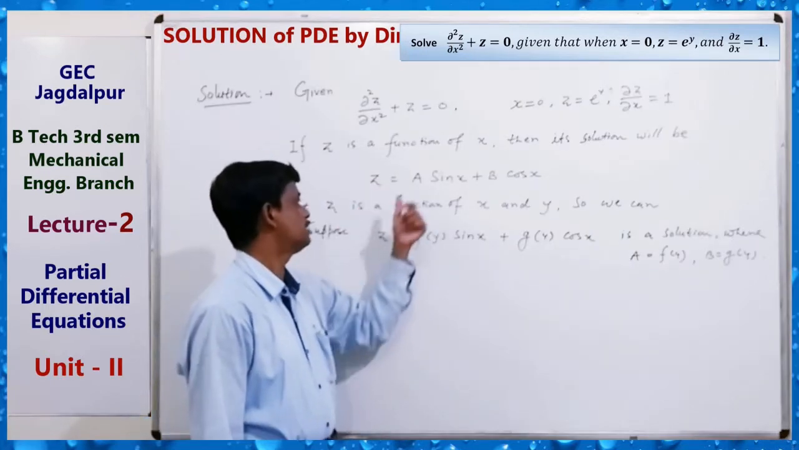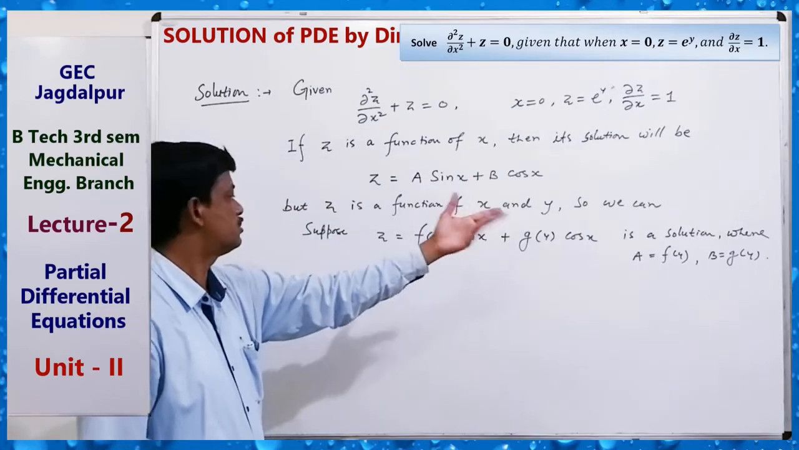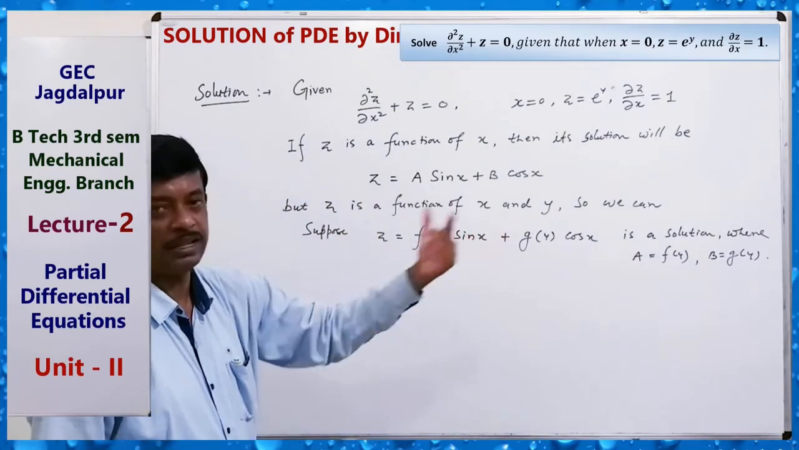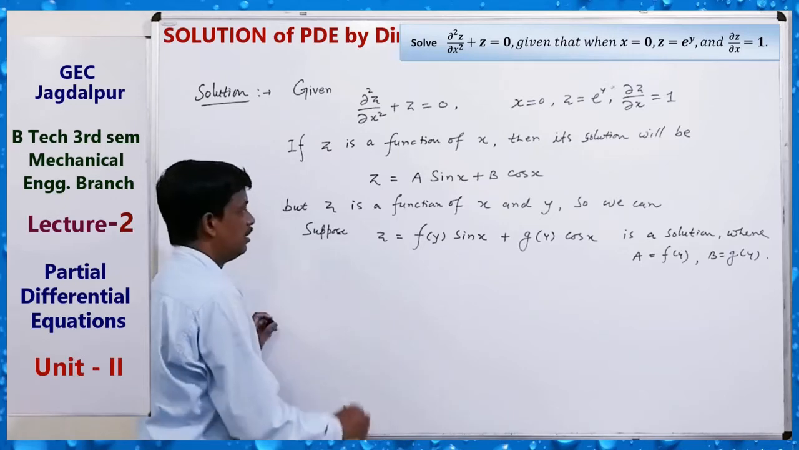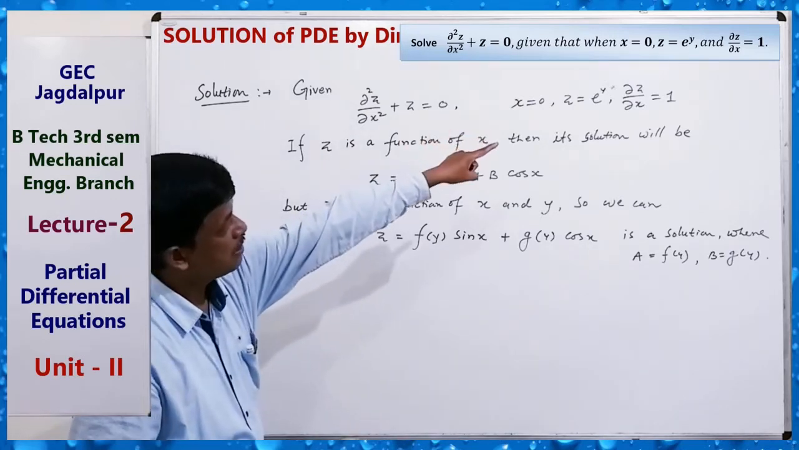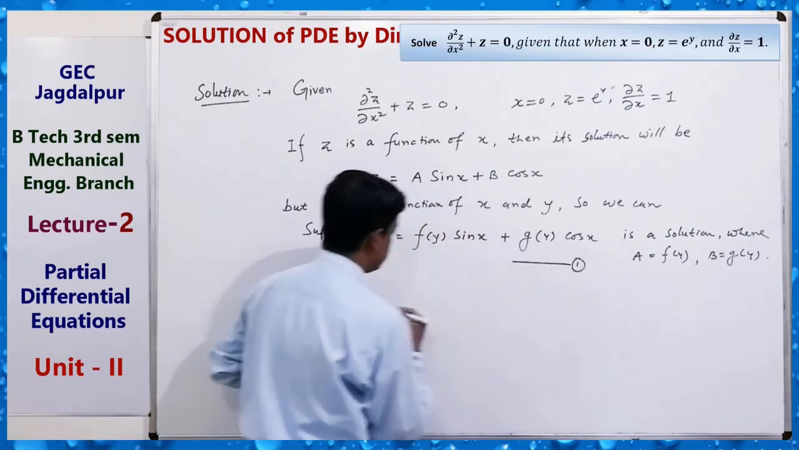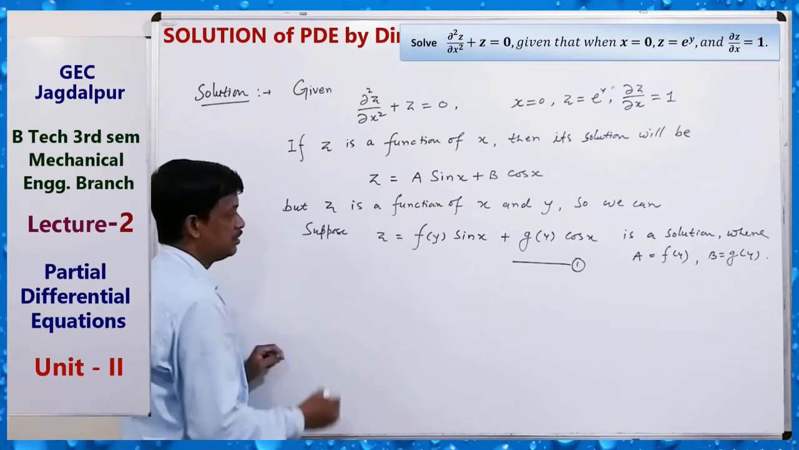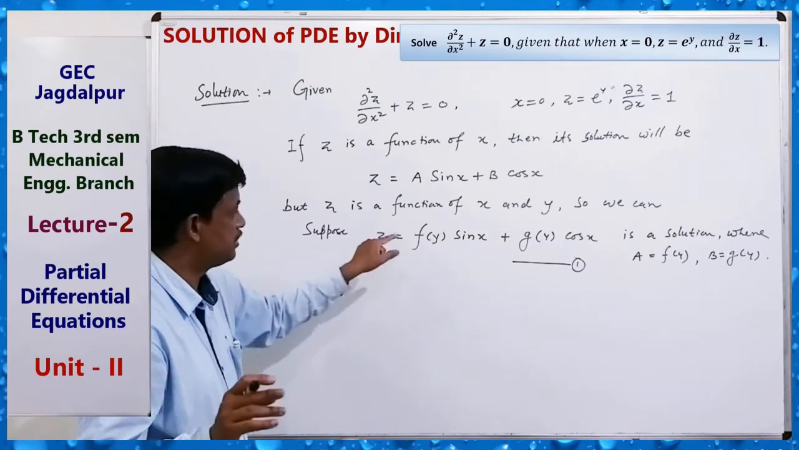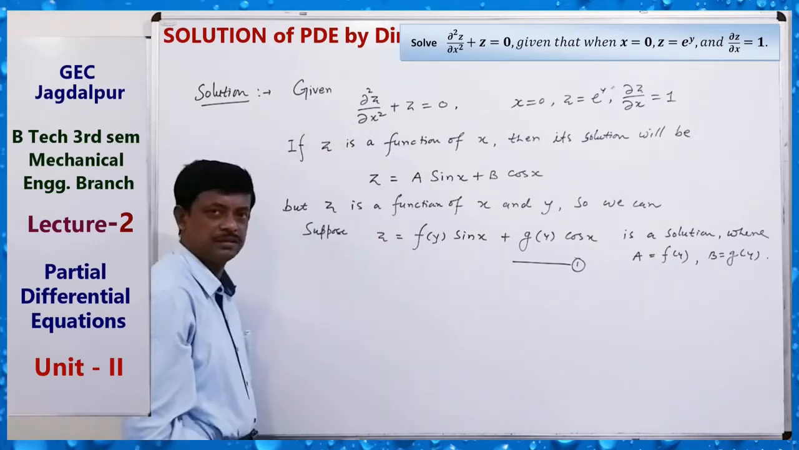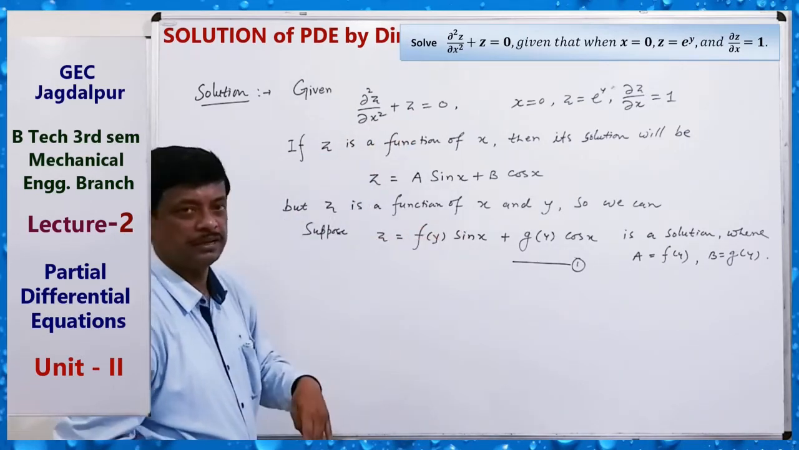So z can be written with, in place of a, a function of y, and in place of b, a function of y. If this is a function of x and y, we can suppose this is the solution. Now, this is the solution, equation 1. We are given del z by del x equals to 1. Its solution is this. Now apply this condition and find the values of f and g.